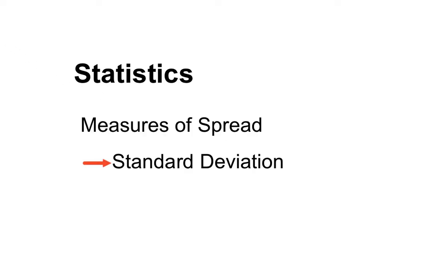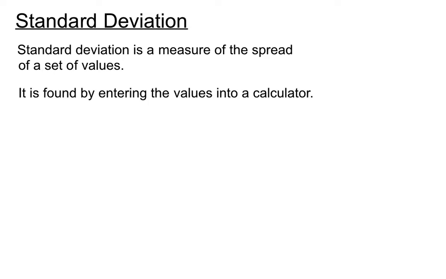This one is having a look at another measure of the spread. We've already seen a range and an interquartile range that measured the spread. This is another measure of the spread of scores called the standard deviation. Sounds tricky, but let's have a look. The standard deviation is a measure of the spread of a set of values. It's found by entering the values into a calculator.